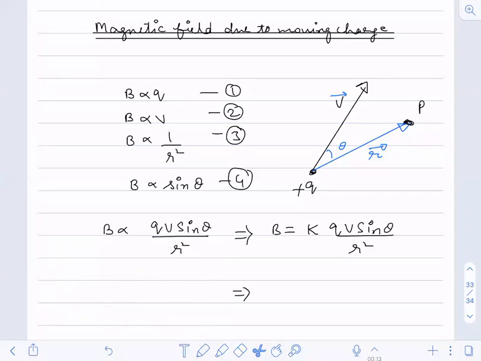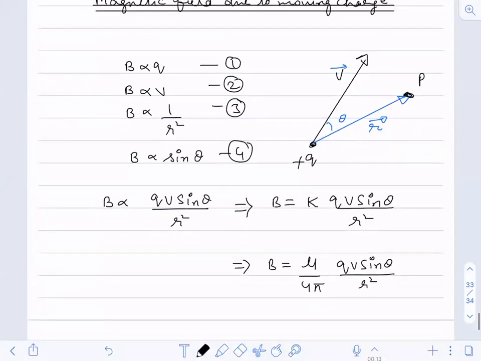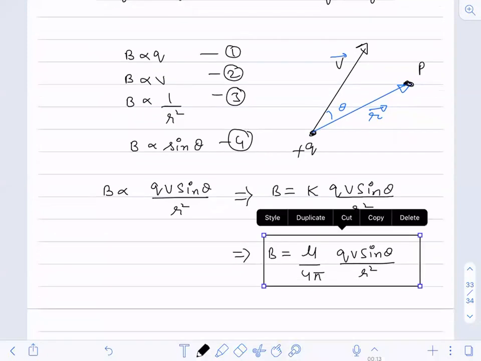Now here in this case, the value of K is written as mu divided by 4 pi. There it was 1 upon 4 pi epsilon naught, here it is mu divided by 4 pi, times QV sine of theta divided by R square. So this is the value now. What is mu? We will just now see what this mu value is, but this is the final equation.